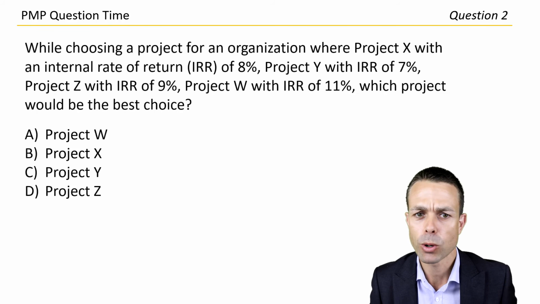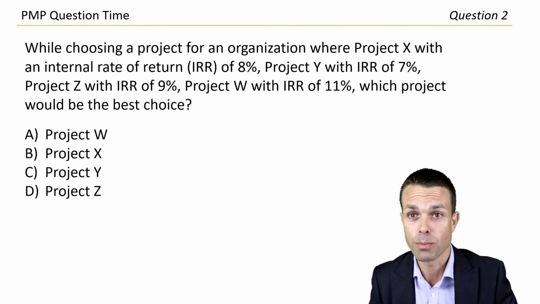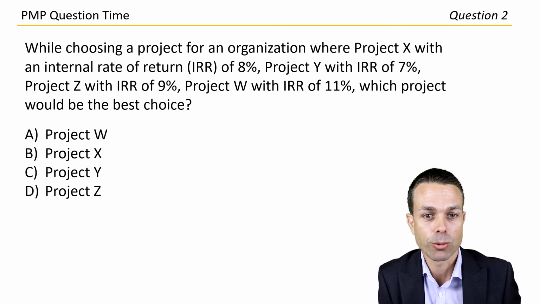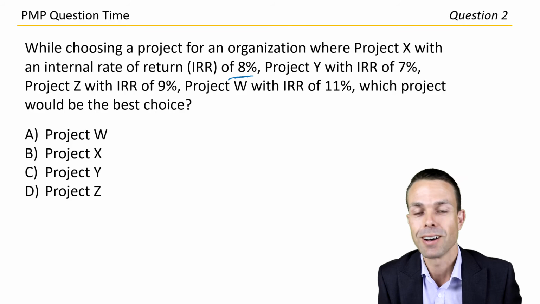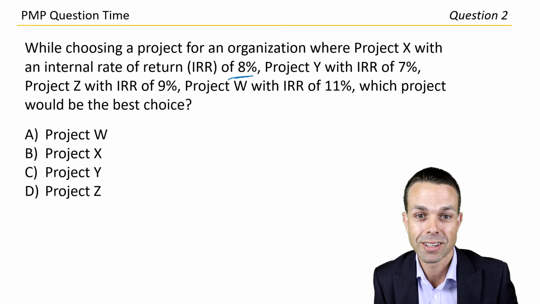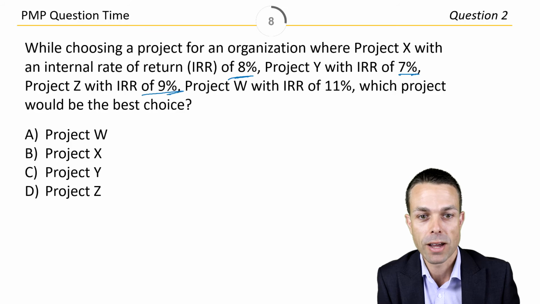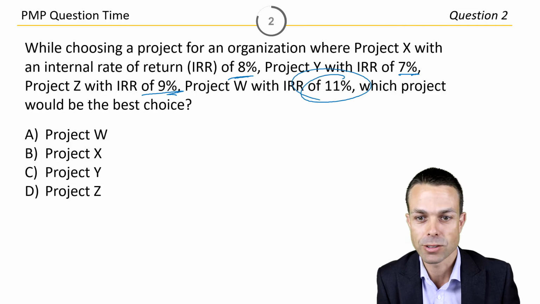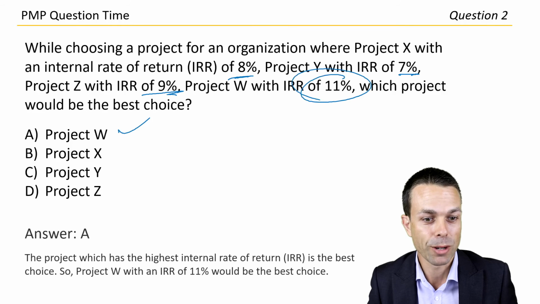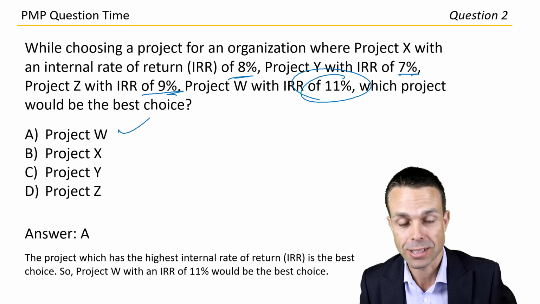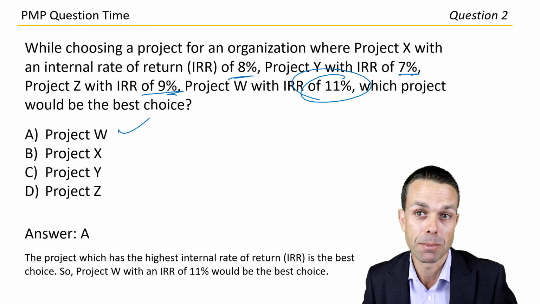Let's delve into question 2. While choosing a project for an organization, so we've got, okay, more potentially choosing projects, initiating projects, where project X has an internal rate of return of 8%. These are easy ones because you just choose the highest for these particular benefits. Project Y has an internal rate of return of 7. Z, internal rate of return of 9. W, internal rate of return of 11%. That's the highest one so far, so we'll go with project W. Let's have a look. And answer A, fantastic. Project with the highest internal rate of return is the best choice. That's the one that you always want to look for on your PMP or CAPM exam.